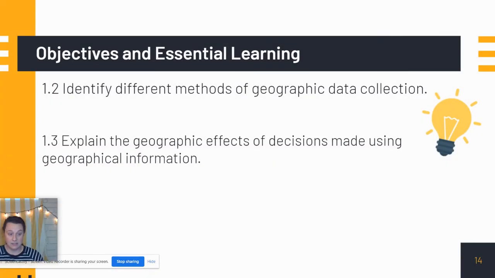And so this leads us to the end, right? After watching this video, you should be able to identify different methods of geographic data collection. We talked about a few: field work and then geospatial technologies. And there were a few different examples of geospatial technologies like GIS, GPS, aerial photography, and remote sensing. We use all of these geospatial technologies in order to make decisions, right? As individuals, as governments, organizations, and businesses.